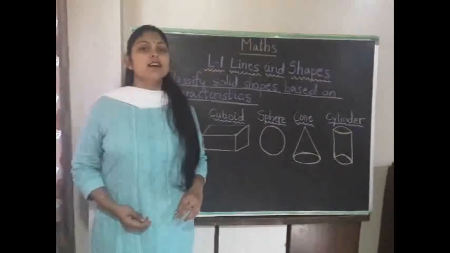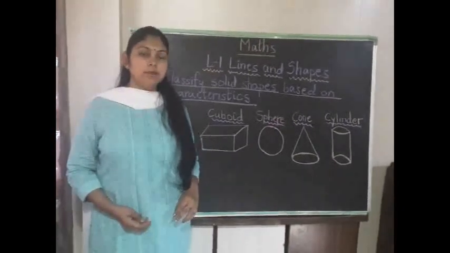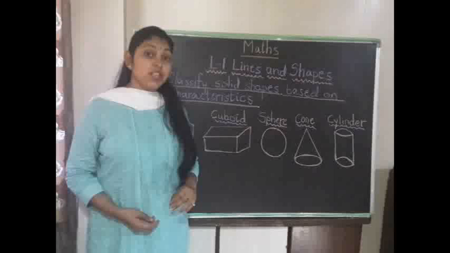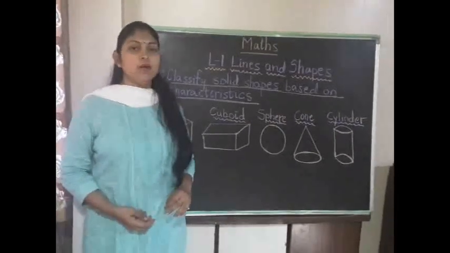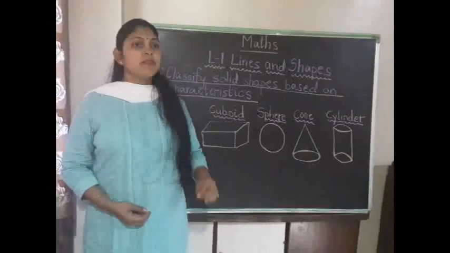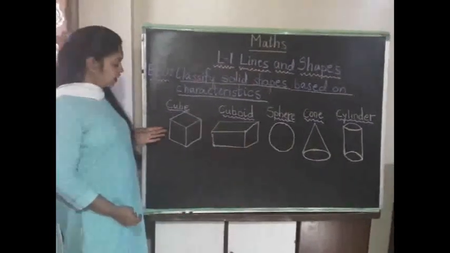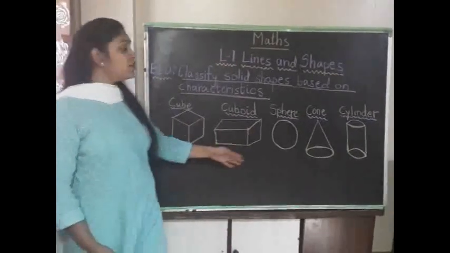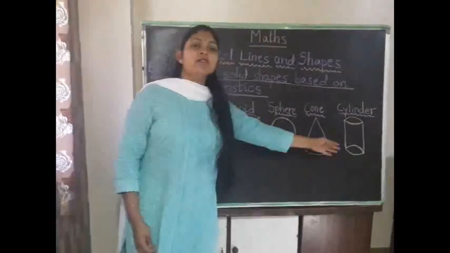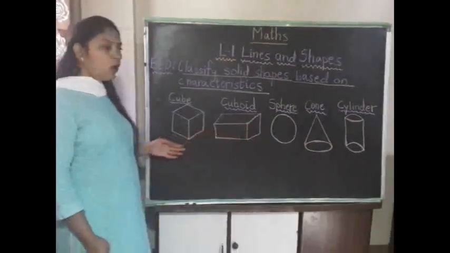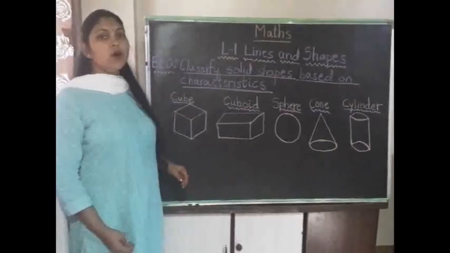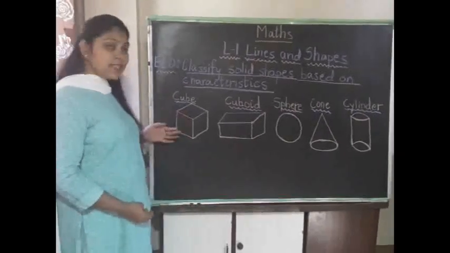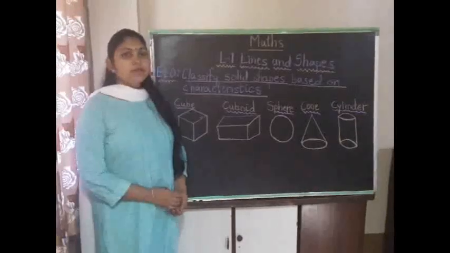So basically, solid shapes are the shapes of the objects which occupy space. Whereas 2D shapes are the shapes which never occupy any space. Like here we have a cube as a 3D shape. Then we have cuboid, sphere, cone, and cylinder. These are all 3D shapes which always occupy some space. Let us know further about these types of shapes.